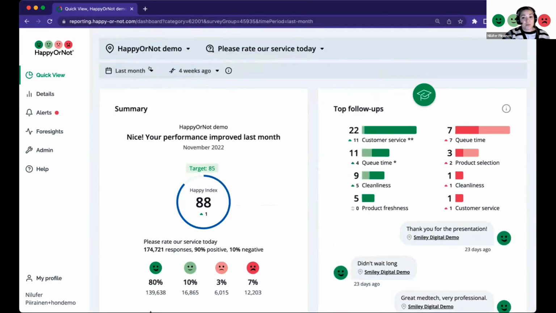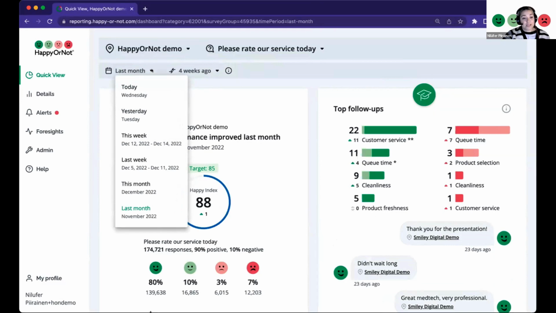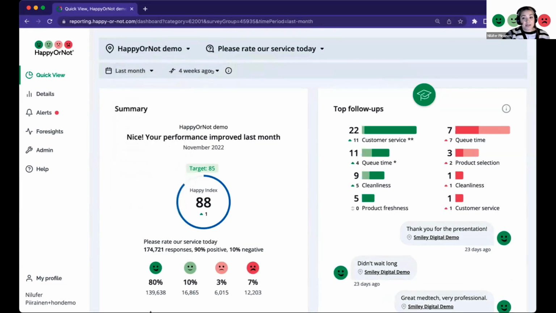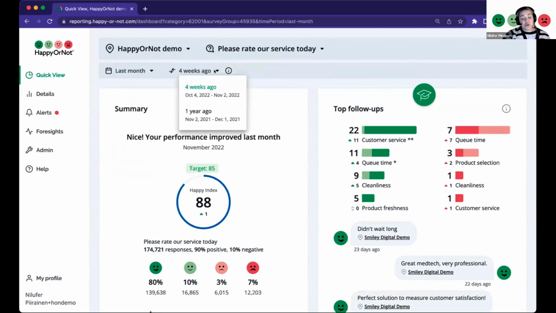You can choose from here what time period you want to look at. And also here, this is a premium feature, but if it's enabled, this allows you to compare your results to the past to spot possible trends.